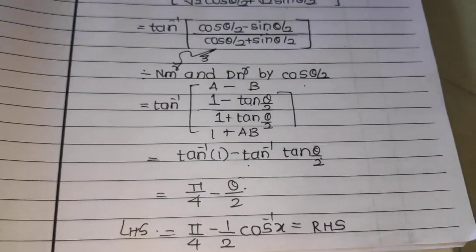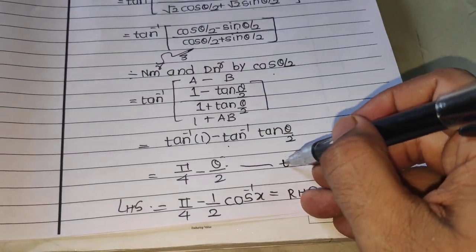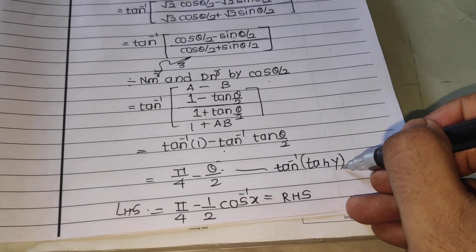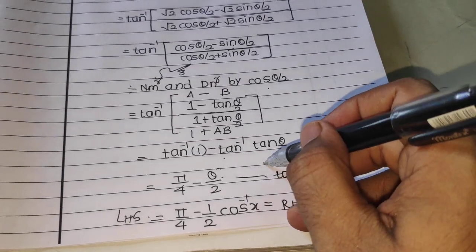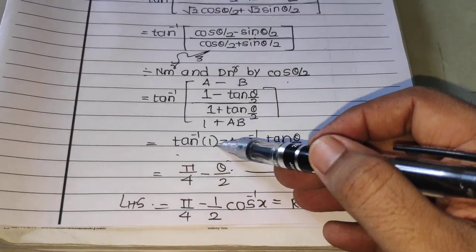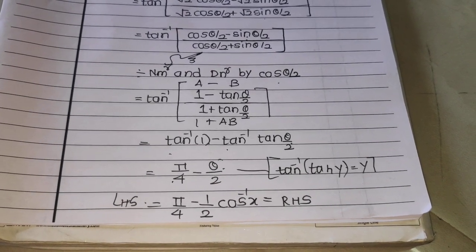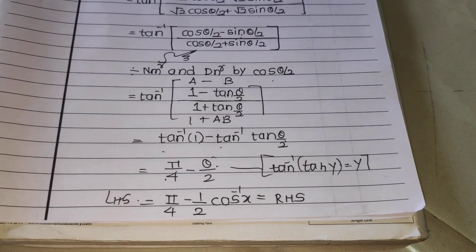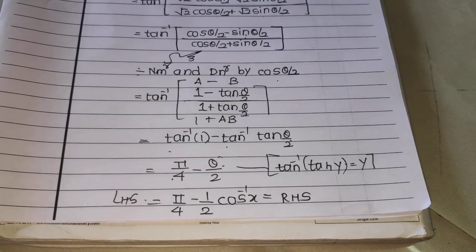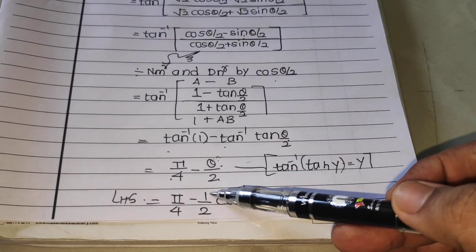If you want, I can write the formula for you: tan inverse of tan y equals y. Now we got tan inverse of 1 as pi upon 4. All of us know that tan of pi upon 4 radian, which is also tan of 45 degree, is always 1. And tan inverse of tan theta by 2 will be theta by 2, like tan inverse of tan y. So this theta by 2 I have written as half of theta.